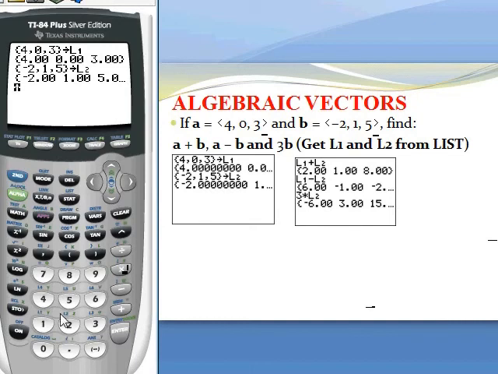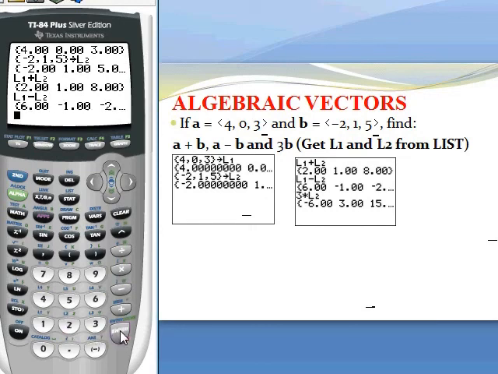Let's say second L1 plus second L2. Watch what's going to happen. Since it stored it as a vector, it will give me the addition. It will add all the components. You can do this with subtraction. Second L1 minus second L2. And you'll get the subtraction of components, or you can do a scalar, 3 times, let's say, L2. You can go and pick L2 and watch. It's going to multiply every component.